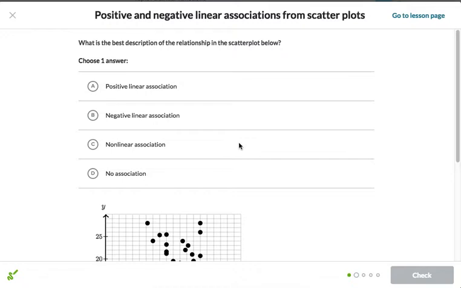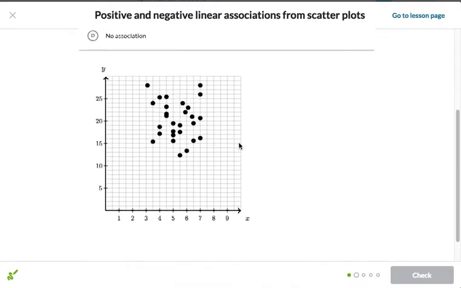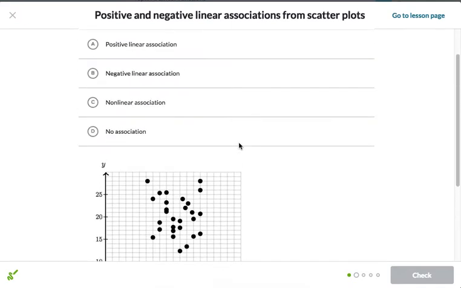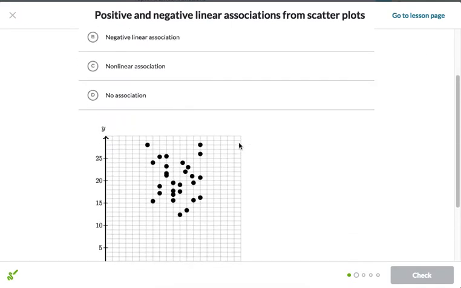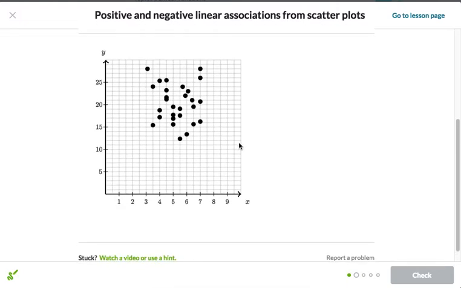So those are our options, and all we're doing right here is looking at the general characteristics of a scatter plot. So let's take a look at this scatter plot right here. Now we have four options. You can see positive linear association, negative linear association, nonlinear association, or no association. And what I want to show you here is this data is all just clumped in together. There's no clear pattern to this.